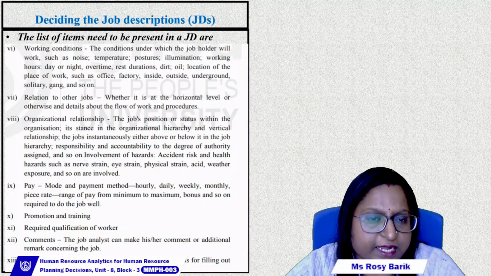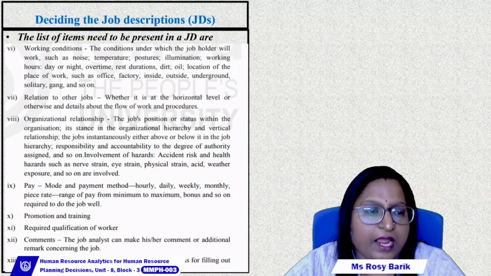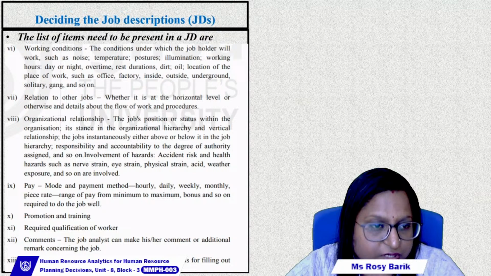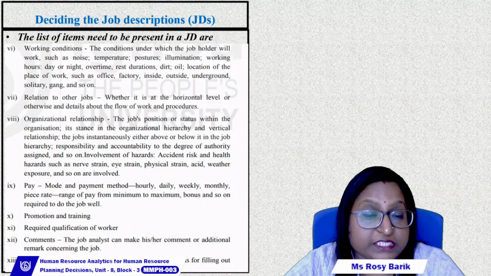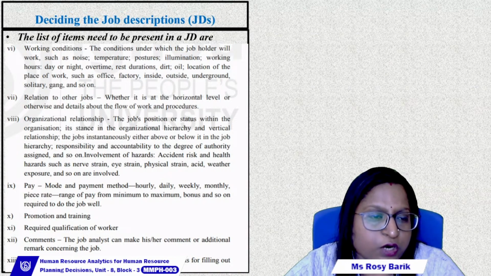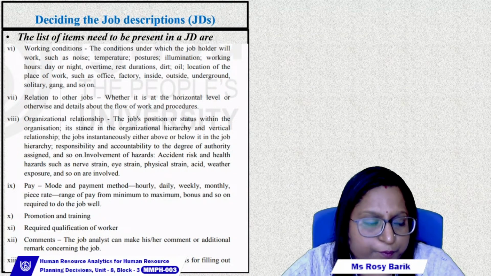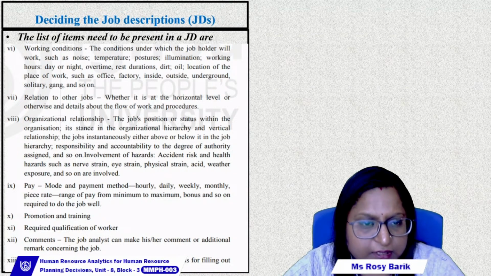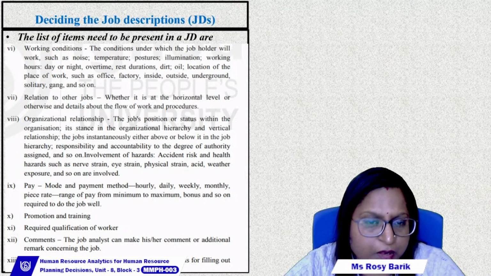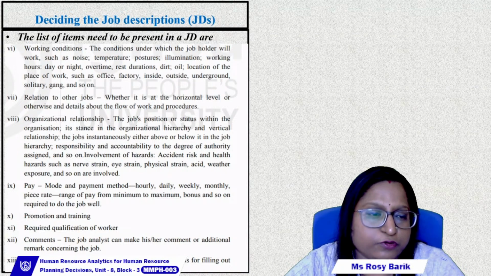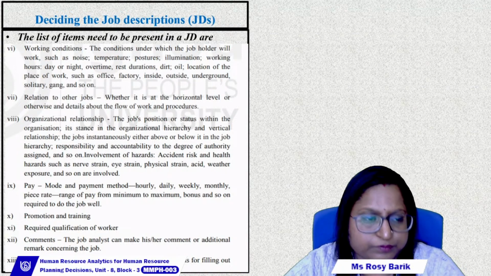Environment of hazards, like accidental risks and health hazards such as nerve strain, eye strain, physical strain, acid, weather exposure, or so on, are involved. Next, pay. The mode and method of payment: hourly, daily, weekly, monthly, piece rate, range of pay from minimum to maximum, bonus, and so on required to do the job well.